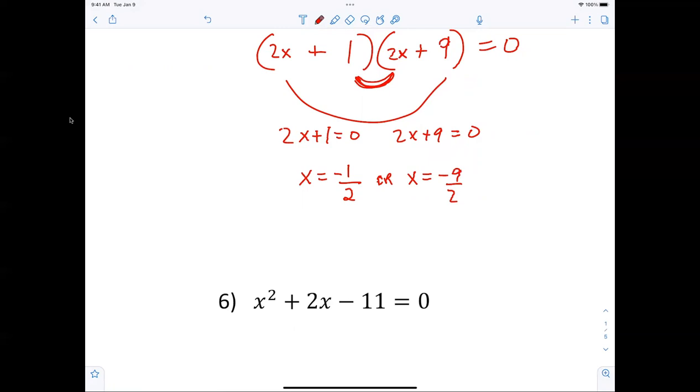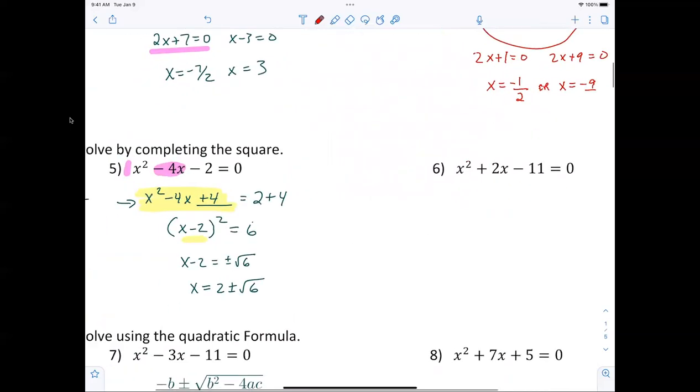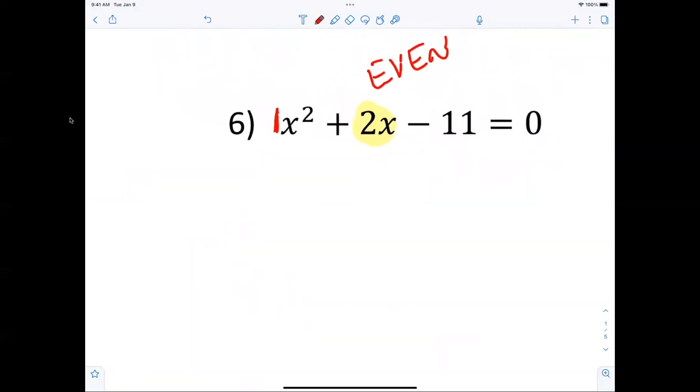Okay, now the next one is solve by completing the square. How do I know I'm going to solve by completing the square? Because I look at the middle term. The middle term is even. I want the middle term to be even and the leading coefficient to be a 1. Because it's even and a 1, it's really easy to solve by completing the square. So the rules for completing the square, remember you move the negative 11 over. So we have x squared plus 2x, leave a space, equals 11.